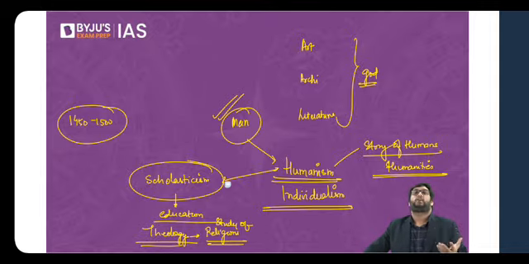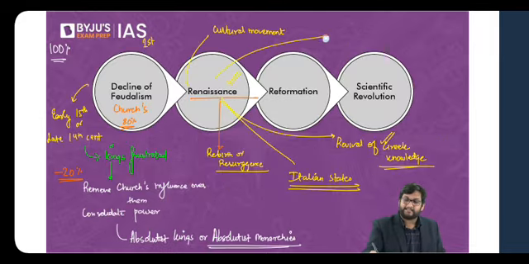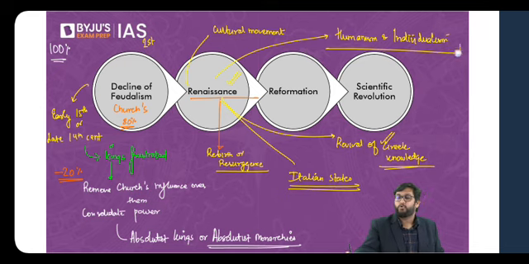History, the study of your past. What we call political science is the study of polity, again created by humans. Sociology, study of society. Anthropology, study of cultures and tribes. Therefore, what the Renaissance does is that it creates humanism and individualism as two new ideas.